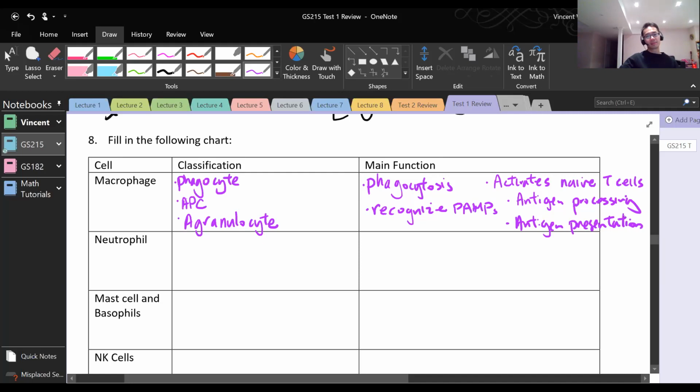That's macrophage. Of course, they differentiate from monocytes, right?